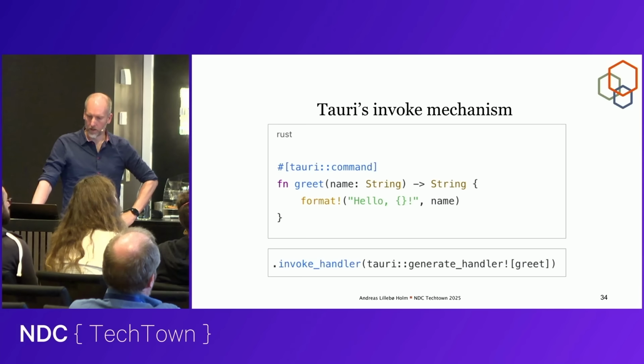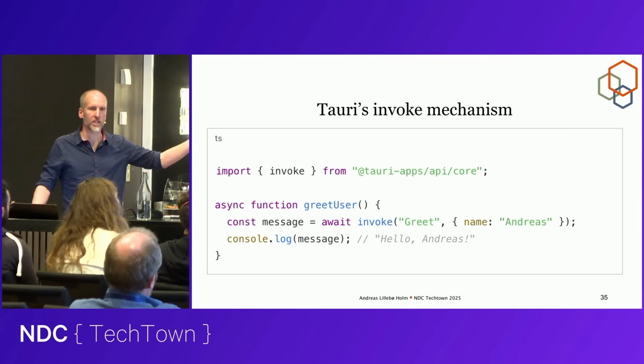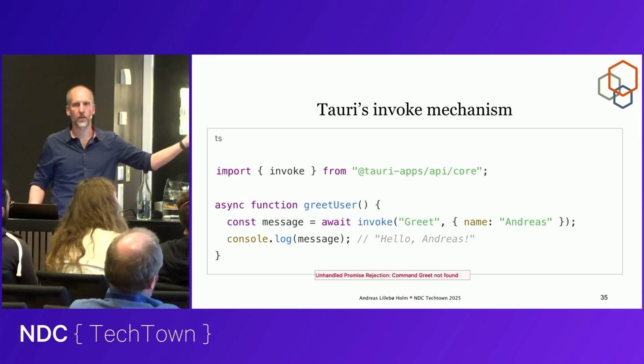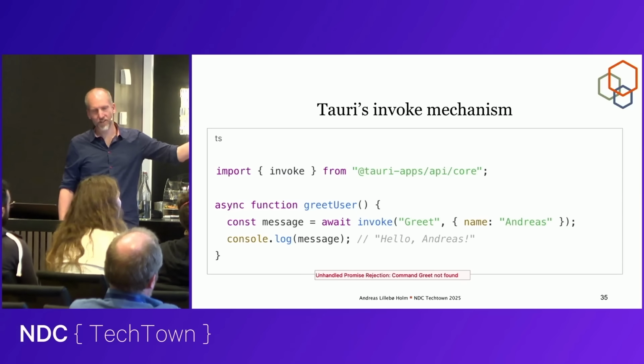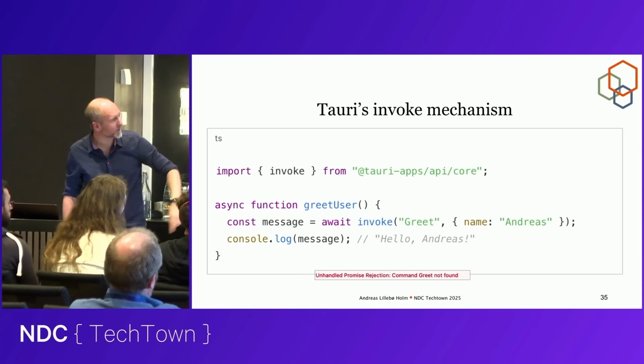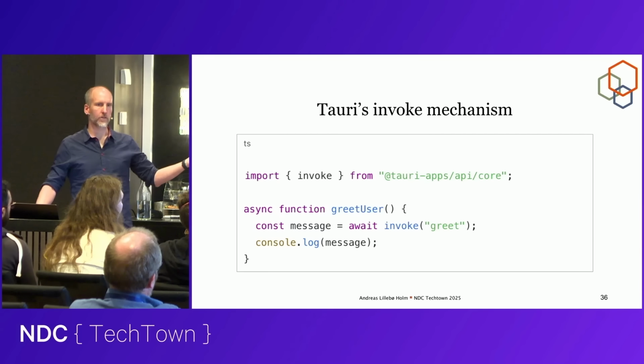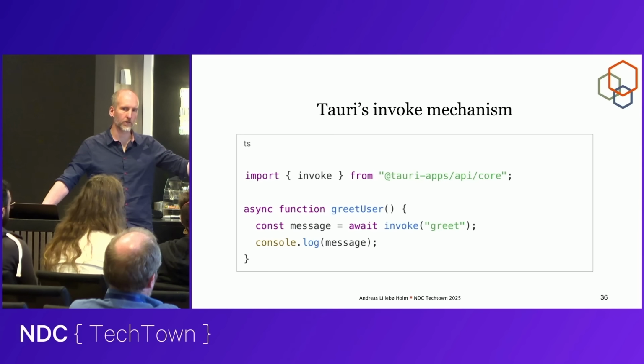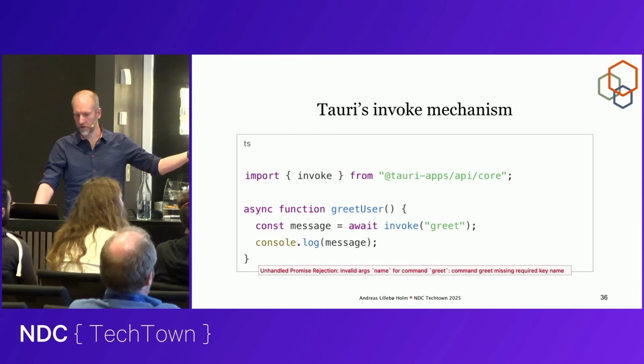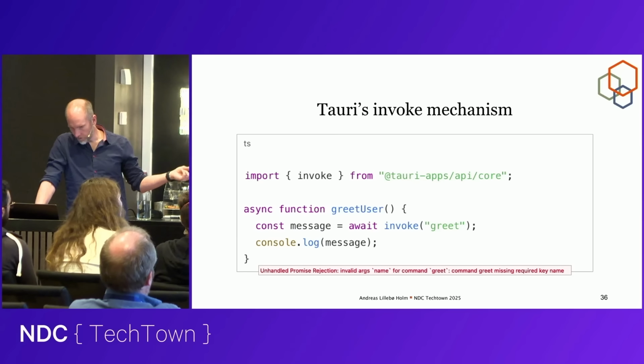When you do this, there's strict type checking. So if you type greet with a capital G, for instance, it will fail on the JavaScript file side. And it actually will give you a good error message: command greet not found. And even if you call greet and you don't have the function signature right, where you miss the parameters, for instance, it will say invalid, unhandled promise rejection, invalid args name for command greet missing required key name.